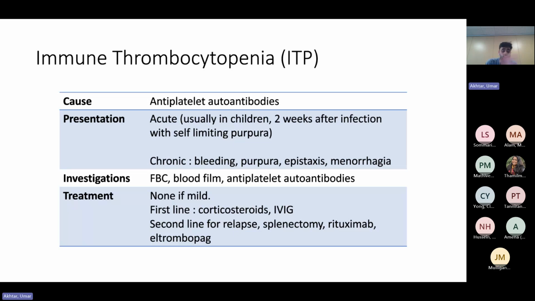Okay. And also, if anyone wants to ask a question, just unmute yourself at any point. It's fine. I'll try to answer as best as I can, but it has been a while since haematology.